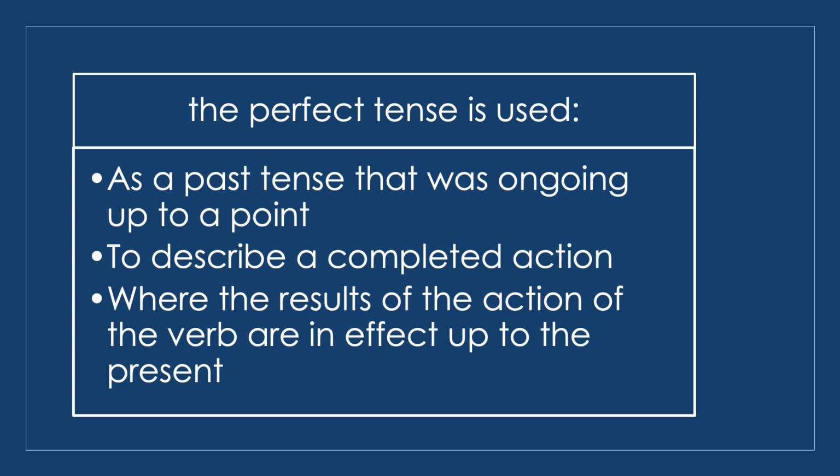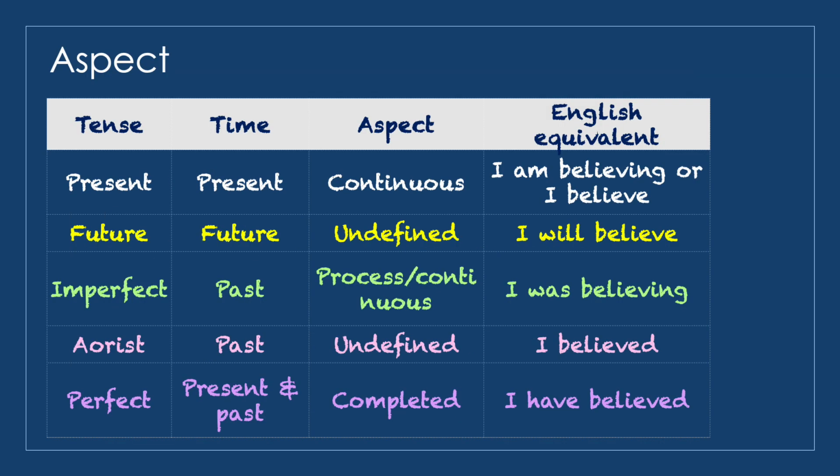The perfect tense is used as a past tense that was ongoing up until a point, and it describes completed actions. You will see this quite a lot in the epistles, but also in the Gospels, and in the only history book of the New Testament, the book of Acts. Also, the perfect tense is used where the results of the action of the verb are in effect up until the present. So I say the result is in effect. It's a completed event, and we are seeing the results now in the present tense.